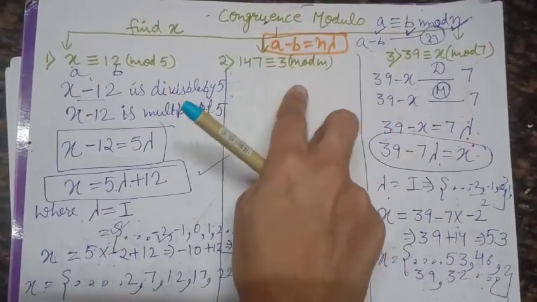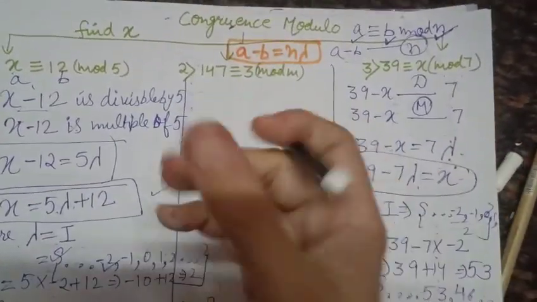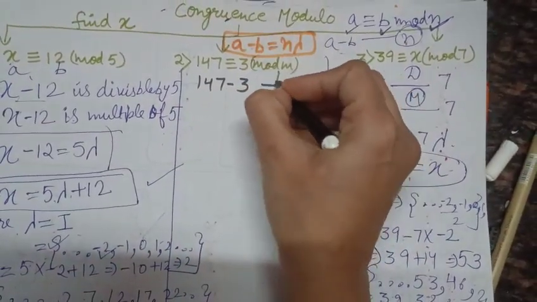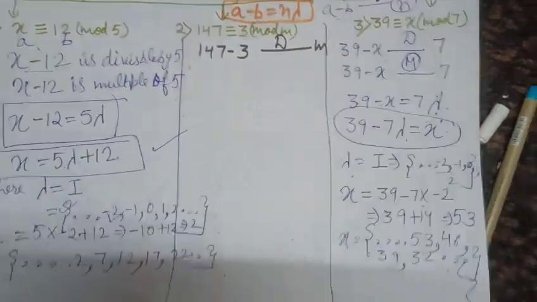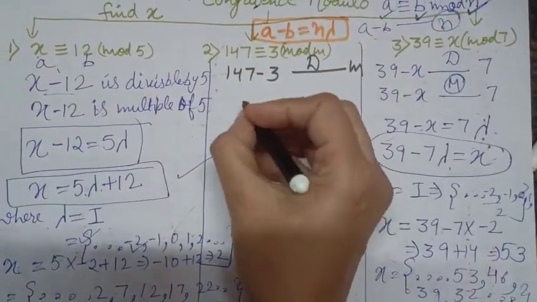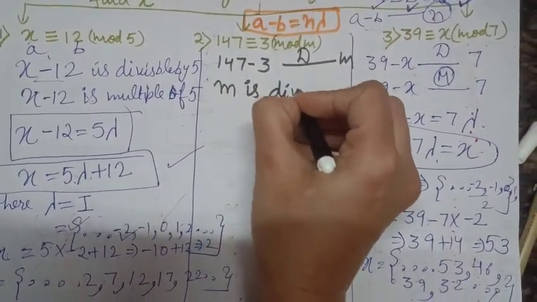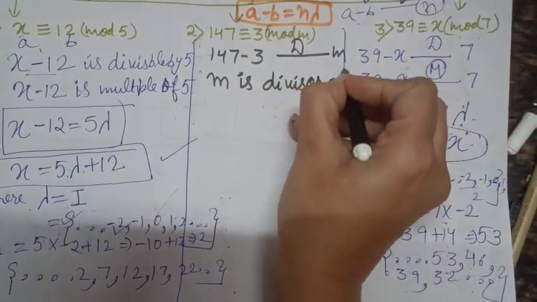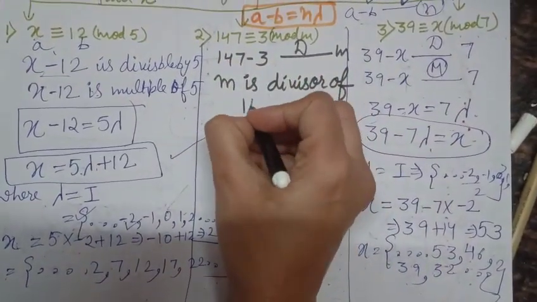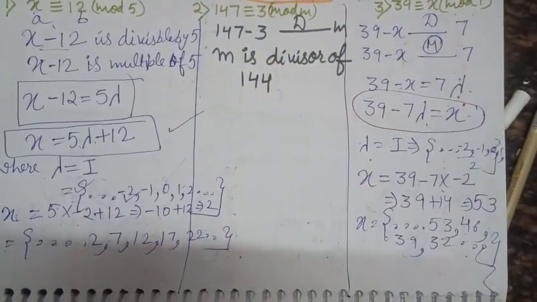A little bit difference you can see in this question. So basically first process is same. 147 minus 3 is divisible by m. First line is totally same. सेकेंड लाइन में थोड़ा सा डिफरेंस आ जाएगा. इसका मतलब क्या है, m इज डिवाइजर ऑफ, मल्टीपल वर्ड नहीं लिखेंगे, हम लिखेंगे m इज डिवाइजर ऑफ 147 माइनस 3. दैट मीन्स m इज अ डिवाइजर ऑफ 144. ये छोटा सा स्टेप चेंज आ जाएगा बेटा.